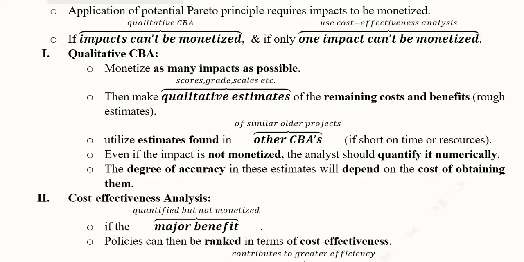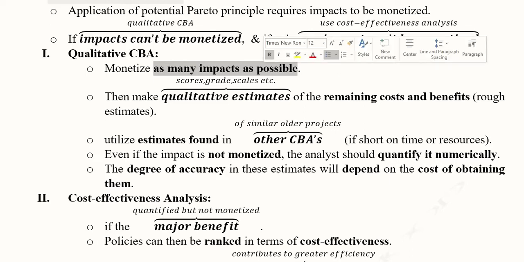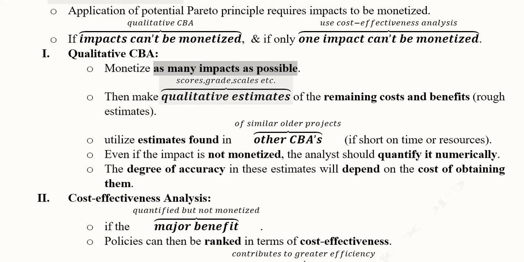So let's talk about the first one. As a hint was given about the qualitative CBA's suitability, we are going to monetize all the possible impacts that we can transform. That is, we try to monetize all the impacts that are easily transformable into monetary terms. And for the remaining, we resort to qualitative estimates. These qualitative estimates can be some sort of scales, grades or scores. Just like in an educational institution, the abilities and capabilities that students have gathered are measured with the help of scores or grades. We can do their ranking with scales as well.